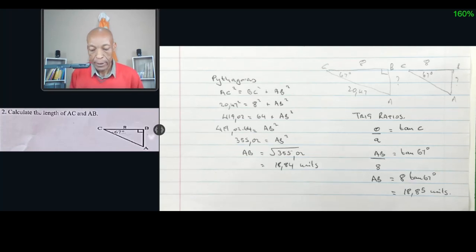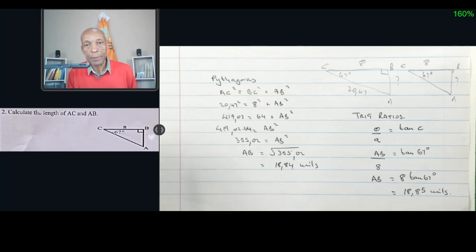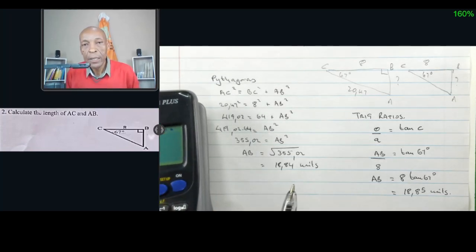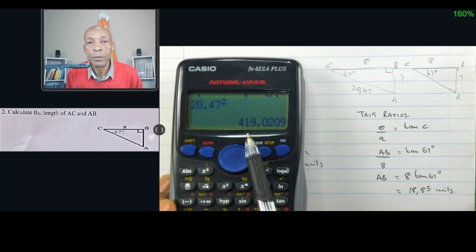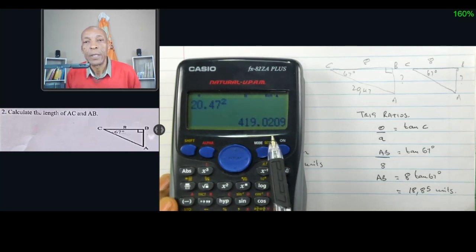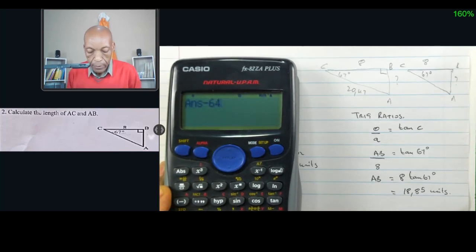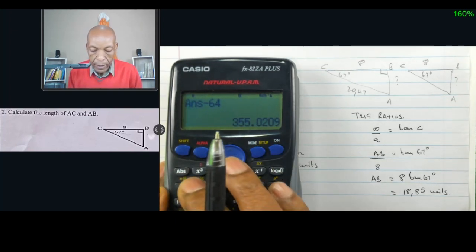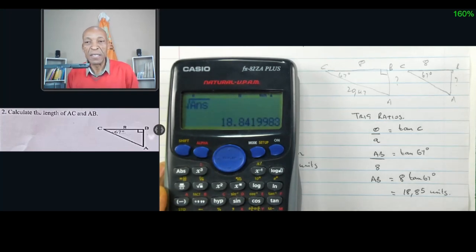Because here you remember I didn't take that entire number from the calculator. Let me show you what I'm talking about. In the calculator, 20.47 all squared is equal to what? It is equal to that entire number. So I didn't take that entire number. If I subtract 64, what will I get? I get this entire number. Let me take the root of that entire number and see what it will give me. Does it give me 18? Nah, it still doesn't give me.